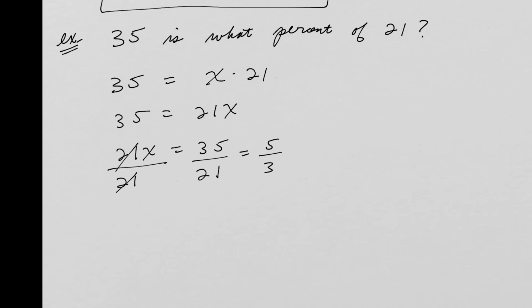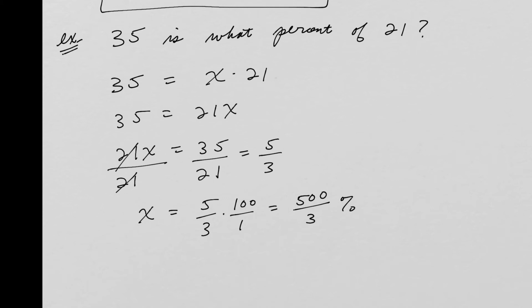So how do I convert that to a percent? Well, I can multiply by 100. Right? Remember, converting a fraction to a percent, you multiply by 100. And then put the percent sign. So if I do that, I'm going to get 500 thirds percent. Now, you might want to write this as a mixed number, right? Because right now it's an improper fraction. So we could do that.